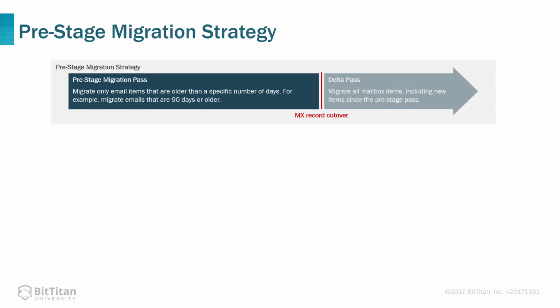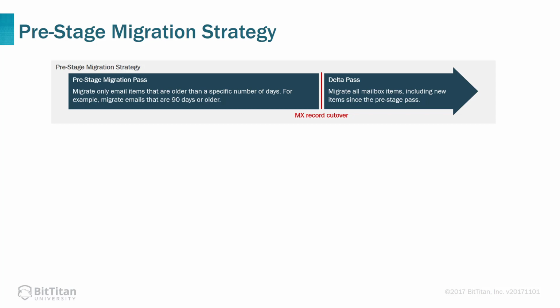After the MX record cutover, you perform a full migration pass, otherwise known as a Delta Pass. In the Delta Pass, you migrate all mailbox items that were not migrated during the pre-stage pass. This includes calendars, contacts, journals, notes, tasks, and rules. Email newer than the specified date for the pre-stage pass is also migrated in the Delta Pass.